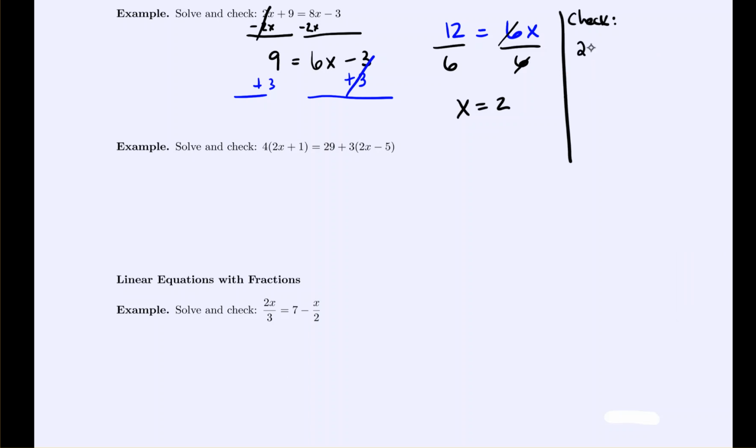So we had 2 times 2 plus 9. Is that equal to 8 times 2 minus 3? We'll simplify each side and see if they're equal. 2 times 2 is 4. Plus 9, is that equal to 8 times 2 is 16 minus 3? Let's see. 4 plus 9 is 13. 16 minus 3 is 13. These are indeed equal, which means we did get the right answer, because when we plug in the answer of 2, we get two equations that are equal to each other as expected.